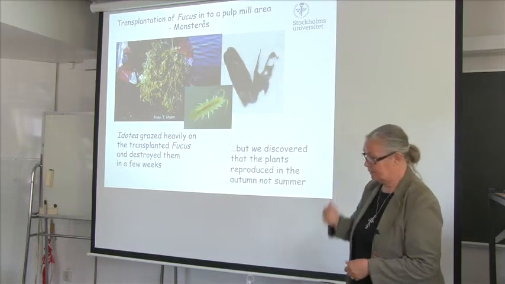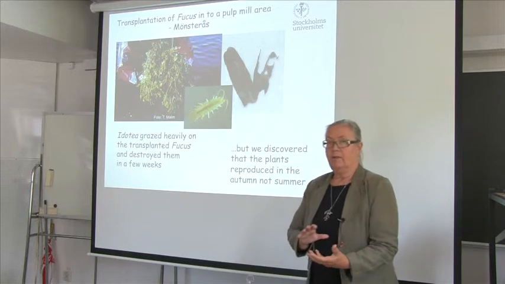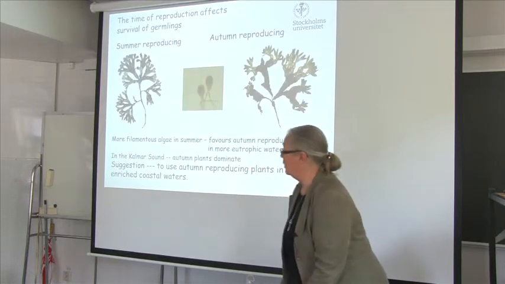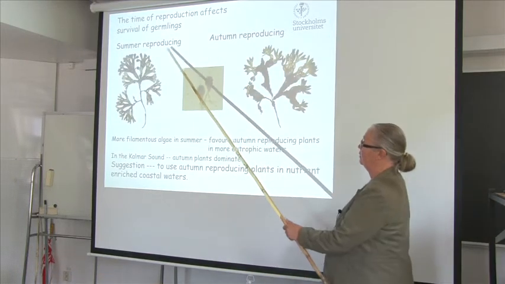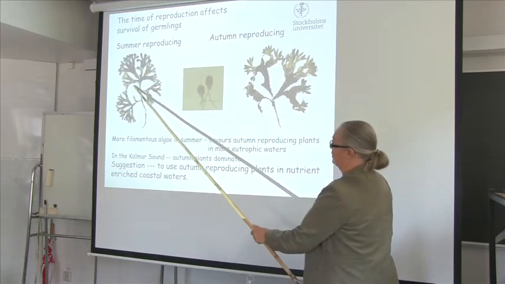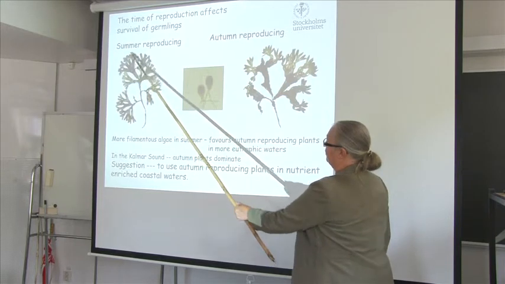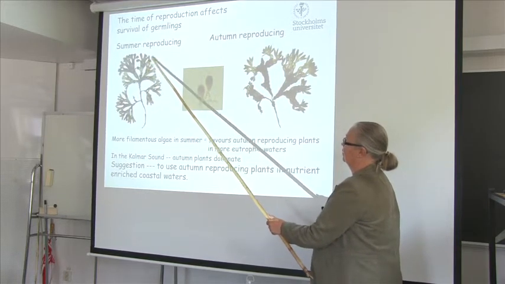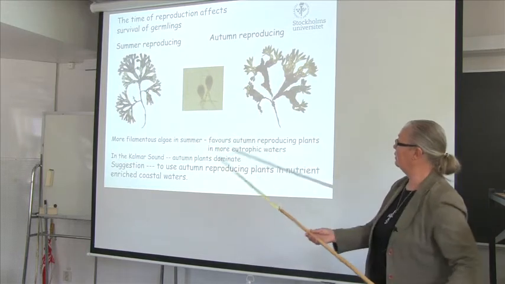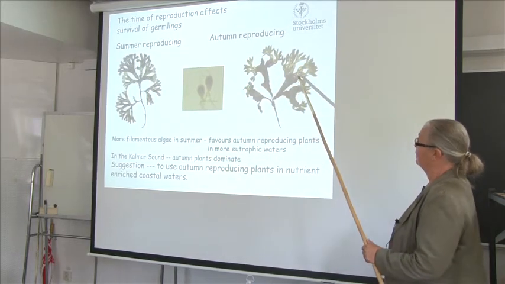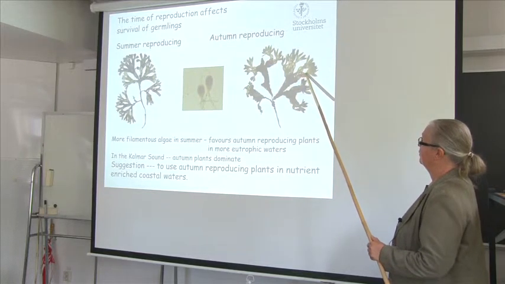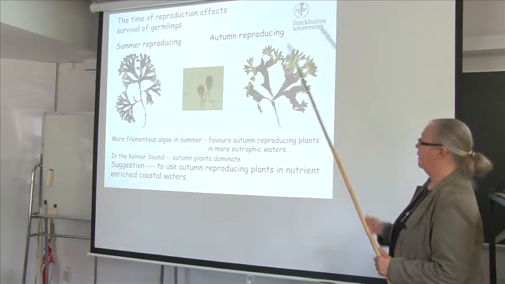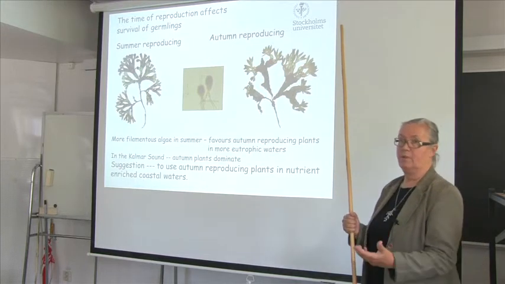But then we discovered something interesting. Earlier I said that Fucus vesiculosus reproduces in May, June, but now we found a different kind of reproductive time. So we have the general summer reproducing plants, which have their branches with receptacles, and then they produce new branches, and then the next winter they will start the new receptacles, and then they will mature in the summer. While the autumn reproducing plants, that we will also probably see out now at Aske, produce the floating bladders in May, and then they grow a little bit, and then they produce the receptacles on top of the floating bladders. So this is a totally different form and time of reproduction.